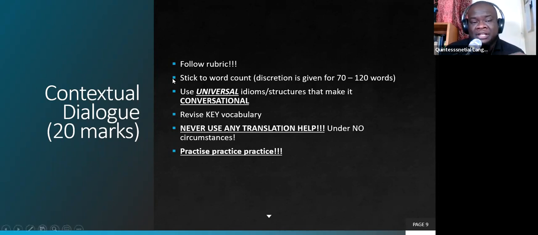And as we see here on the left-hand side, the contextual dialogue now is 20 marks. So the directed situations were out of 30 marks, the letter out of 30. Now we move into the dialogue, which is out of 20 marks. Follow the rubric that they give. Stick to the word count. The word count for the dialogue is 80 to 100 words. Once again, we have discretion here, between 70 to 120 words. 10 less, 20 more that they are allowed. Once again, use universal idioms and structures that make it, most importantly, conversational.